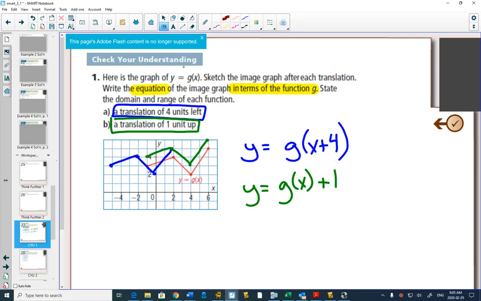Okay? One of the biggest things you're learning in this first unit, right? Moving things left, right, up, down, that's not hard. But the notation is something you're going to have to pay attention to.